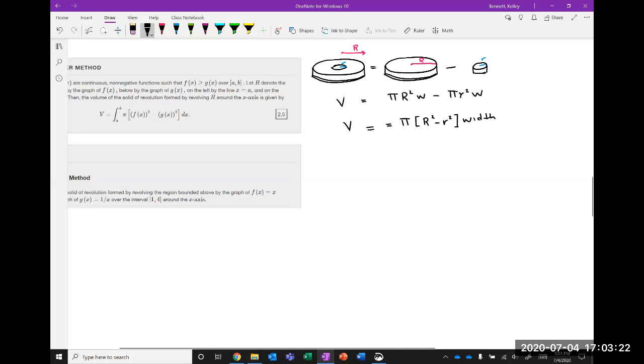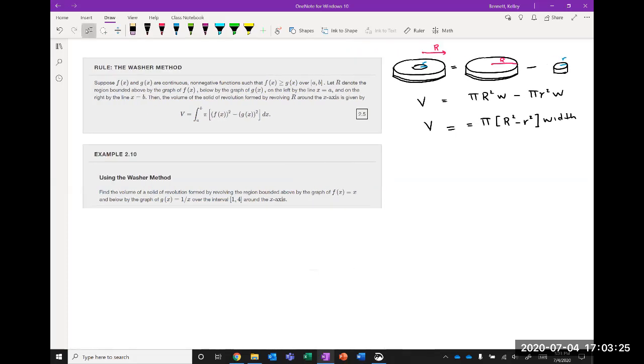So again, we're taking out these washers and then we're going to add them all up. Notice that's exactly what I have here. This is my big R squared. This is my little r squared. This is my width. And that's where it all comes from.